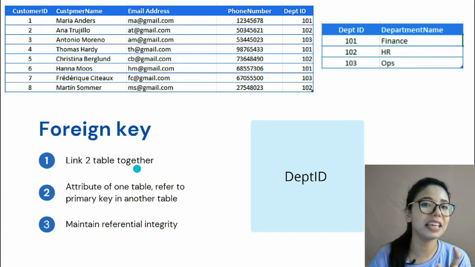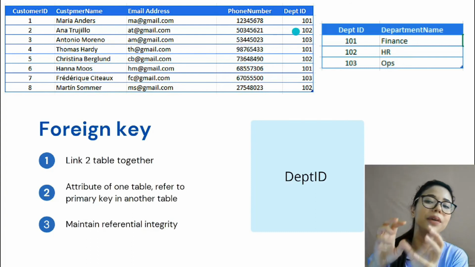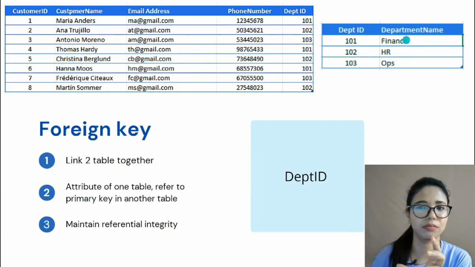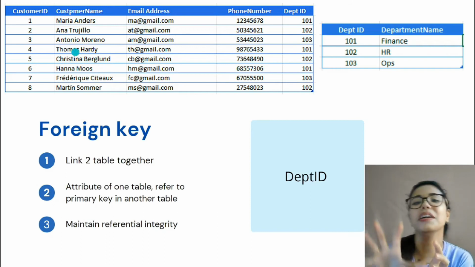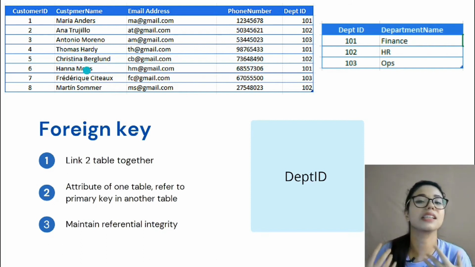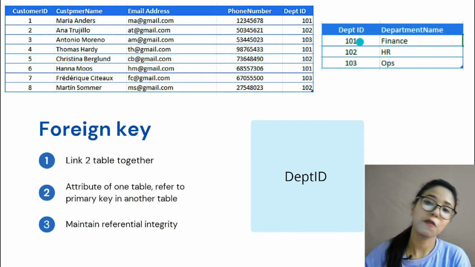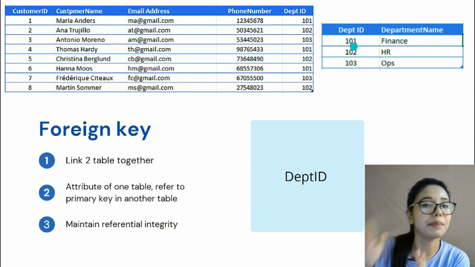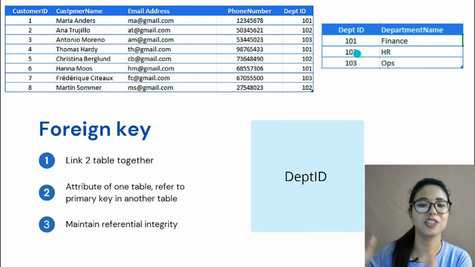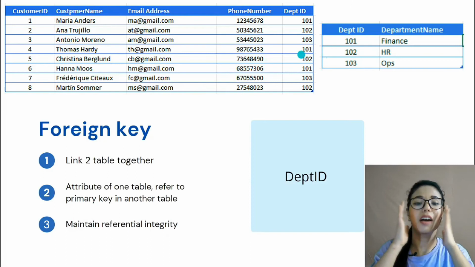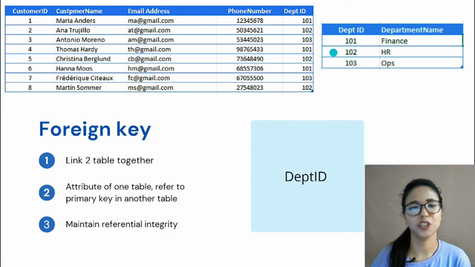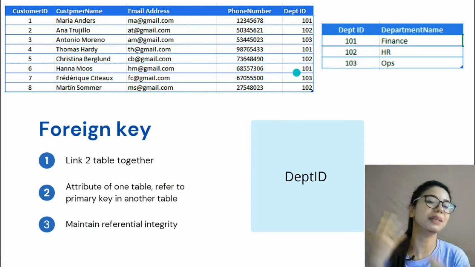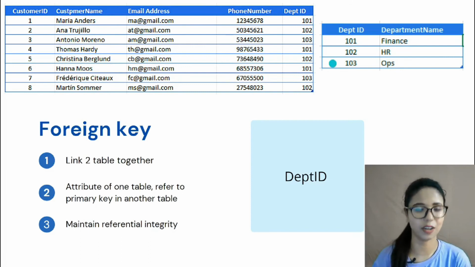And a foreign key should be a primary key of another table. I cannot take customer name over here and call it a foreign key. A foreign key has to be a primary key of another table. So this is the difference between a foreign key and other keys. It links the tables and maintains the referential integrity of the table. So it's as simple as that.